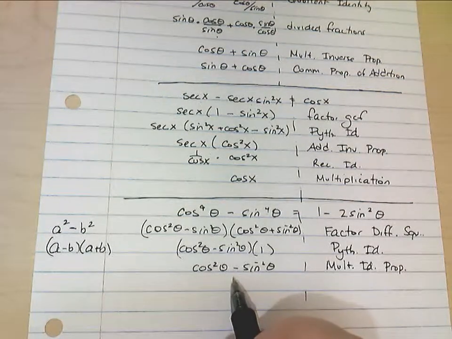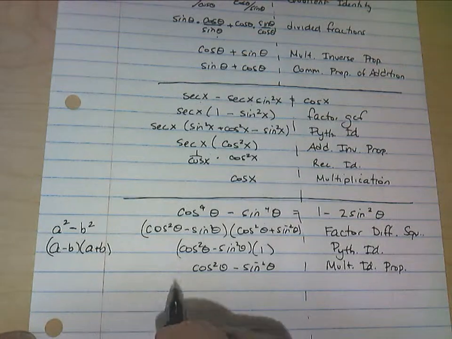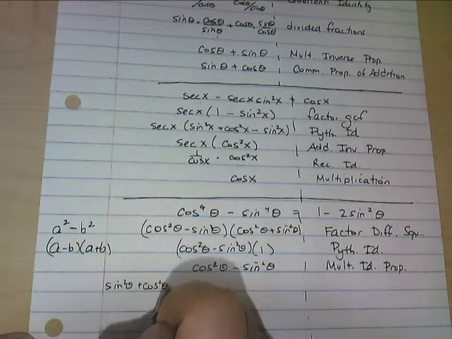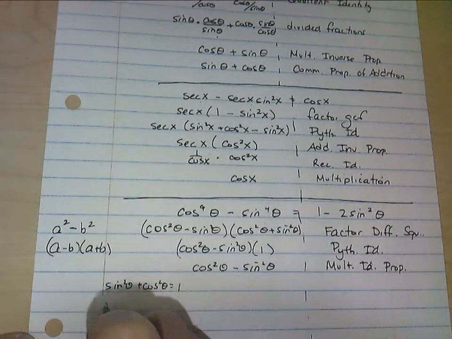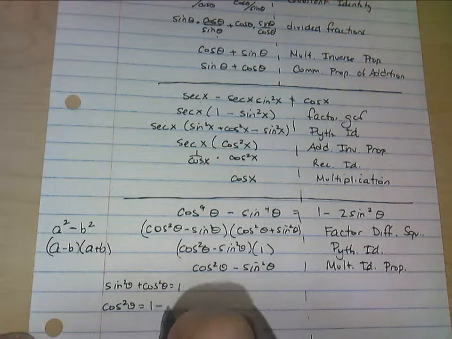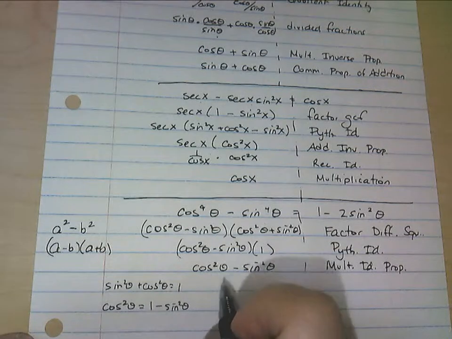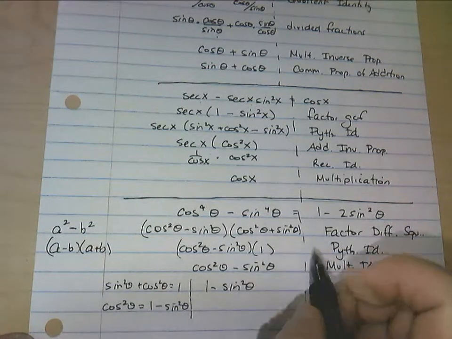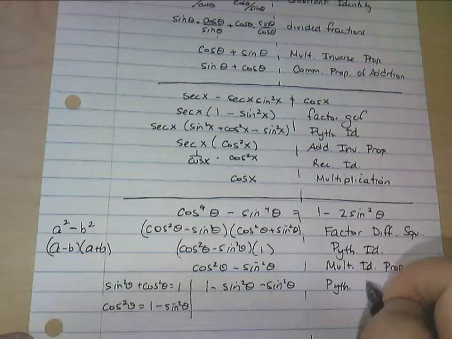Then I look at this, I'm close. I want to get rid of the cosine squared theta. So I do know that sine squared theta plus cosine squared theta is equal to 1. So if I solve that for cosine squared theta, I know that cosine squared theta is equal to 1 minus sine squared theta. So I'm going to replace cosine squared theta with 1 minus sine squared theta. And that's the Pythagorean identity.